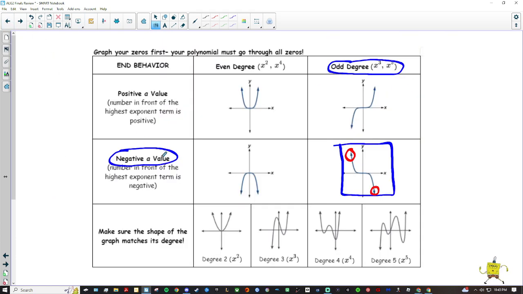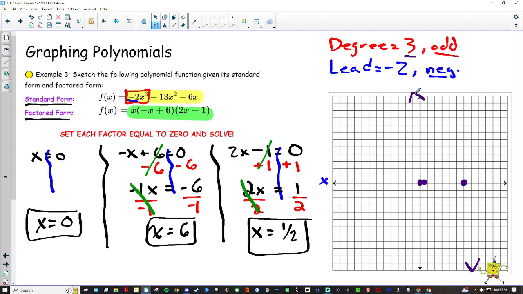Now, I know that this is a degree 3. It's a cubic function. Degree 3 looks like this. So I'm going to have a squiggle and it crosses 3 times. So starting from the top, I'm going to come down through my point, turn around. That was terrible. Down through my point, turn around, back to the bottom. And here is my graph of my polynomial function.